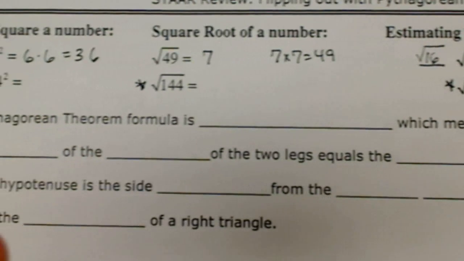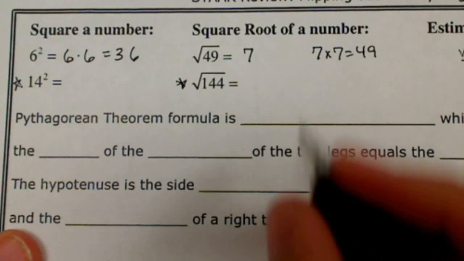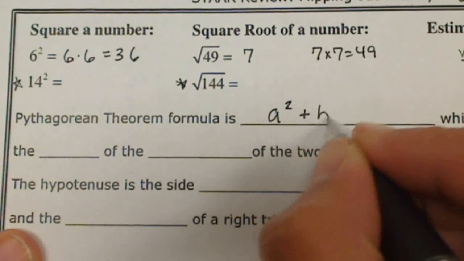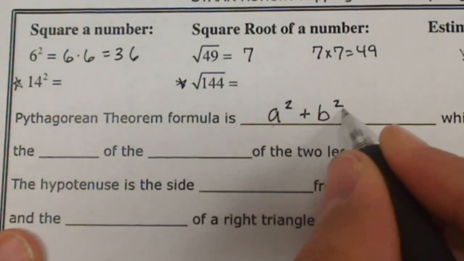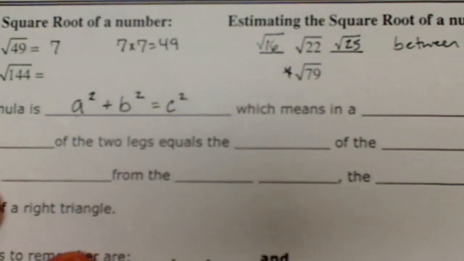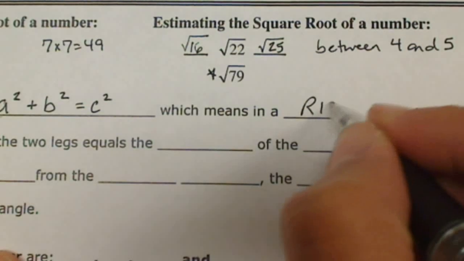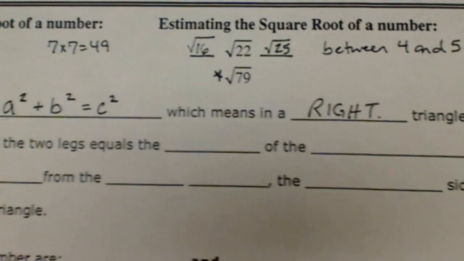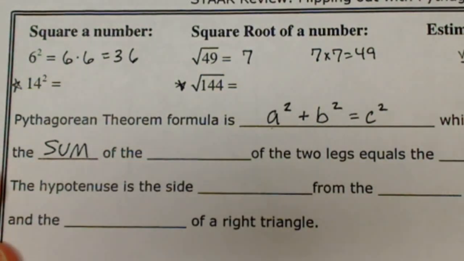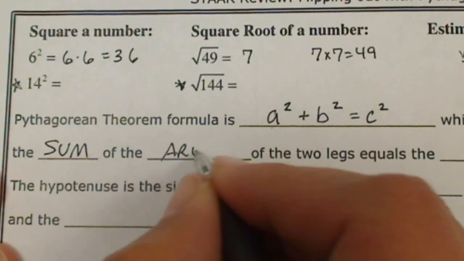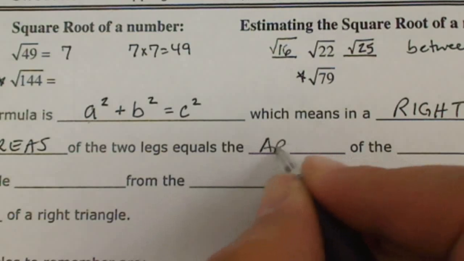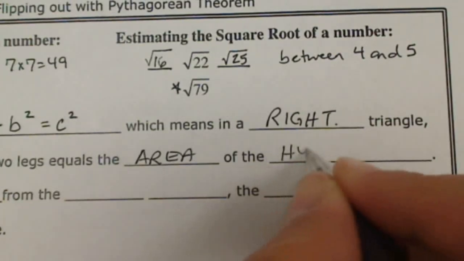Let's go ahead and fill in the blanks here. The Pythagorean theorem formula is on your mathematics chart, so you don't need to memorize it. But it is a squared plus b squared is equal to c squared. And that means that in a right triangle only, it only works for right triangles, the sum, which means all the parts added together, of the areas of the two legs equals the area of the hypotenuse.